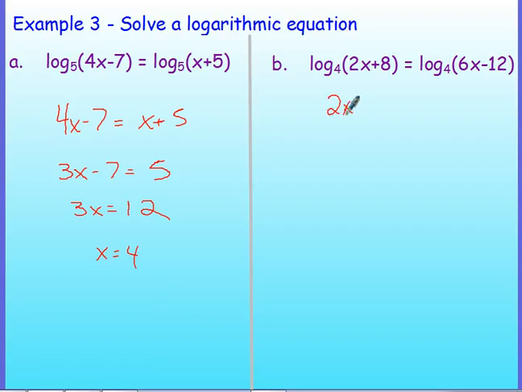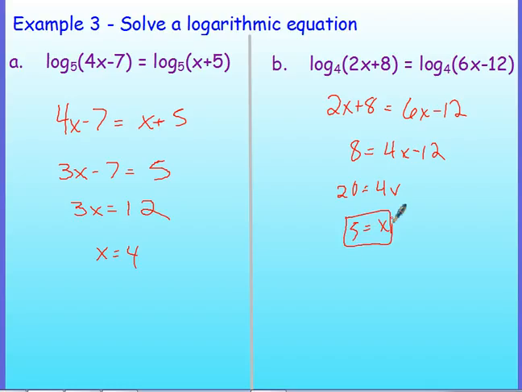So ignore the bases because they're the same. 6x minus 12. Subtract 2x, so 8 equals 4x minus 12. 20 equals 4x. X equals 5. We good? Any questions? You should have one.